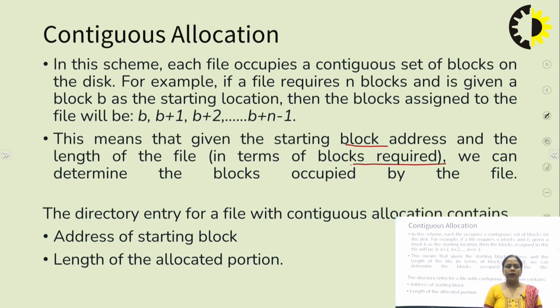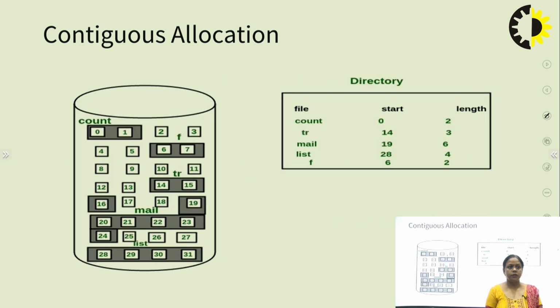The directory entry for a file with contiguous allocation contains the address of the starting block and the length of the allocated portion. Now you can see this diagram to understand the contiguous allocation. You can see this is the secondary storage. Fine.